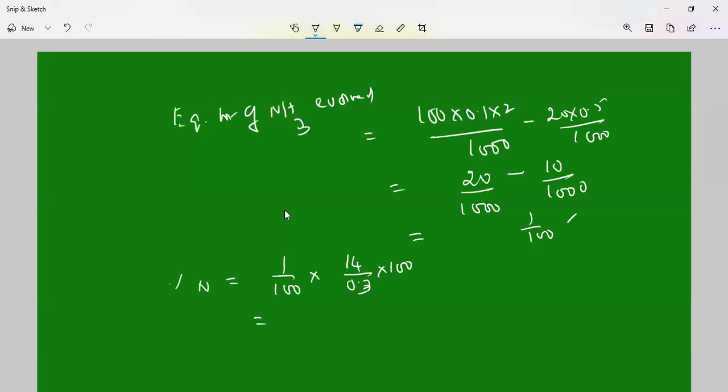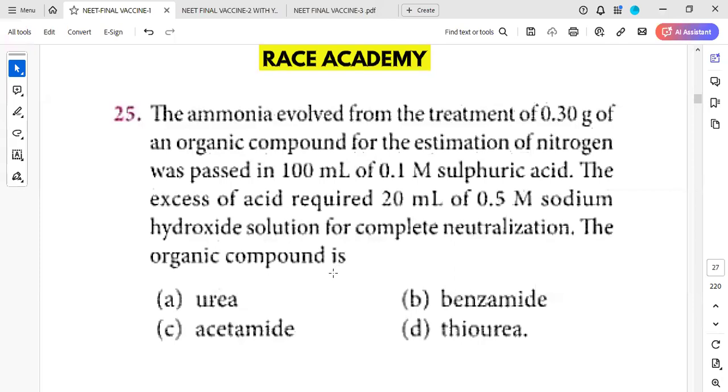Equivalents we have calculated for ammonia. So then it is coming to 46.6%. So what is 46.6%? After knowing that number, we come to know that the urea nitrogen percentage is 46.6%. The compound is urea. So urea is the right answer for this question. If the question says ammonia evolved, you can use the Kjeldahl method as the correct method for the estimation of this.